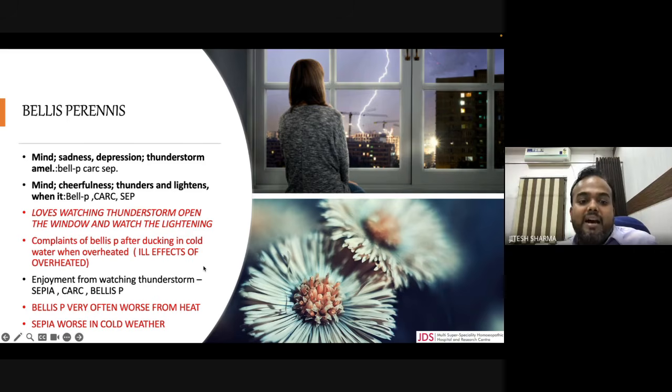Complaints of belly spee after ducking in cold water when overheated. That's what I told you. Ill effects of overheated. They love to enjoy watching thunderstorm: sepia, carcinosin, belly spee. Now, how do you differentiate belly spee and sepia?